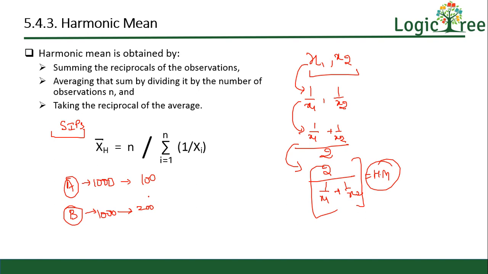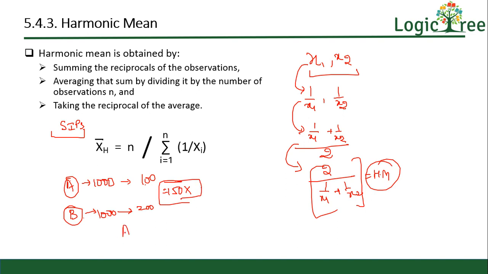Now if I simply want to find what is the average price of both the stocks, like I have purchased A and B, so what is the average price? Most guys will do that will become 100 plus 200 divided by 2, it is 150. Guys, this is wrong. How?